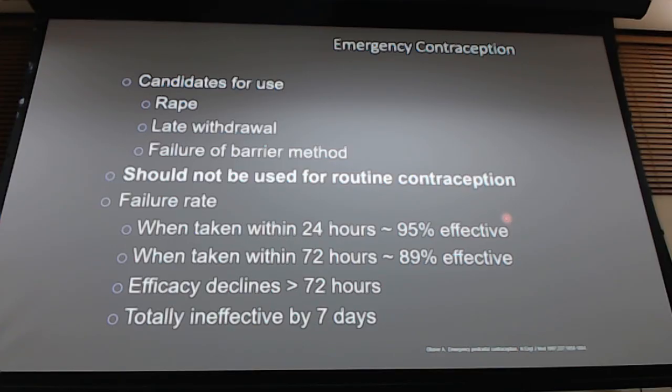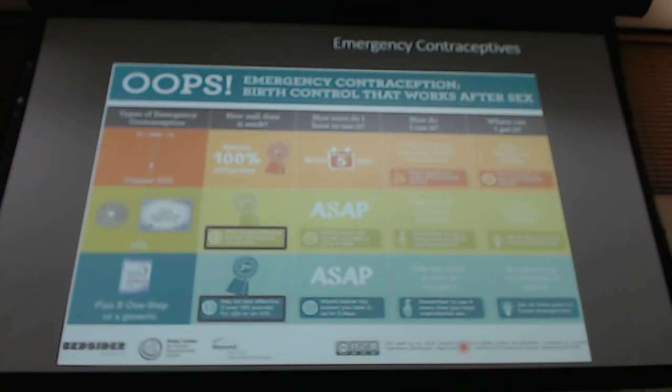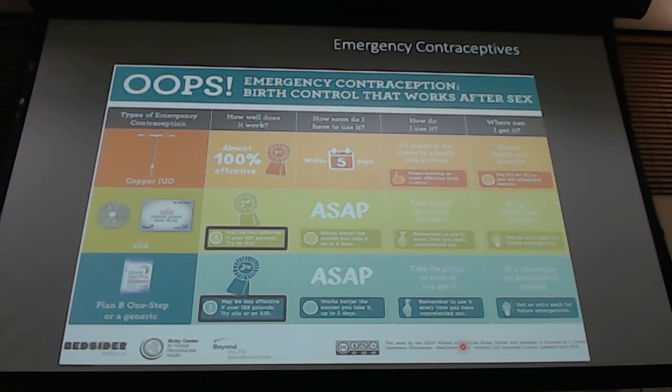The more time that passes from that sexual encounter, the less effective it becomes, okay? So time matters. The further out you are, the more likely it is that this will not work, okay? So that's what this is showing you here. Over time, you'll see that the effectiveness starts to decrease. So this is our chart of our different options that we have for emergency contraceptives.